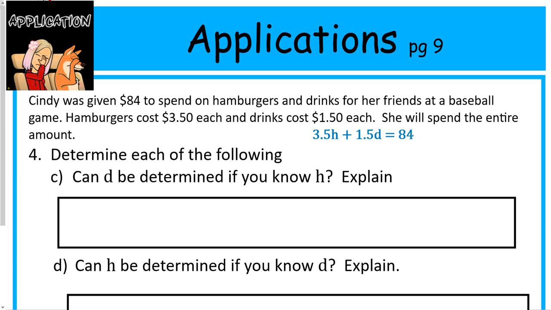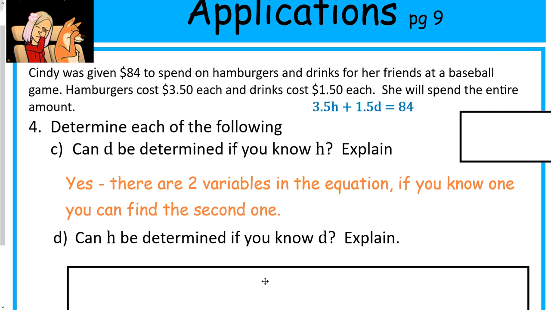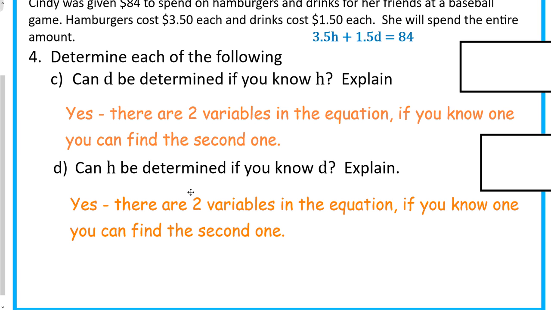Part C, can D be determined if you know H? Yes, it can. You have 2 variables in here. If we know the number of drinks, if we know D, then we can definitely figure out what H is. Okay, and same in the other way. If you're given the number of H, how many hamburgers you can buy, you can definitely figure out what drinks is going to be.